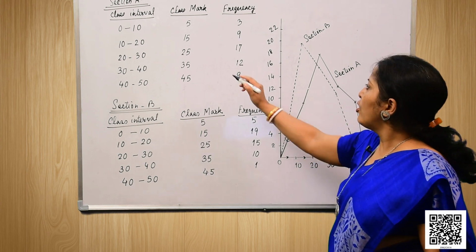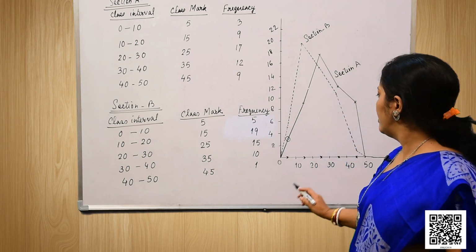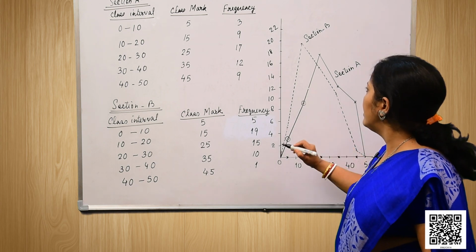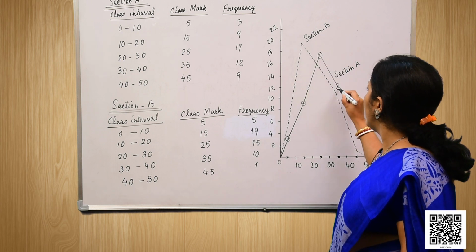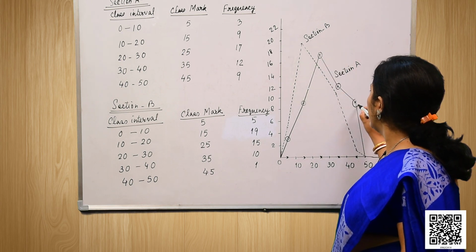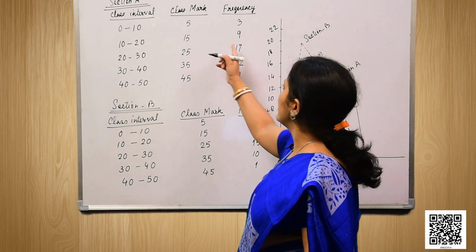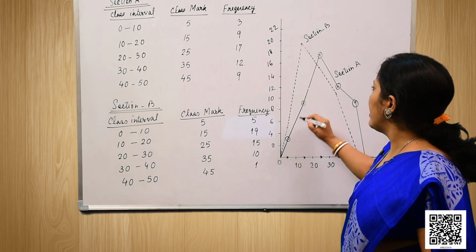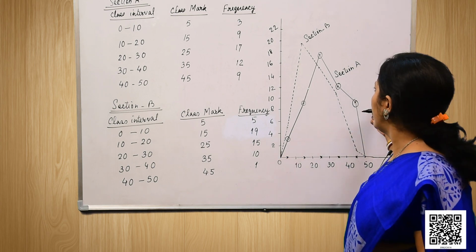here. On top of class mark 15, we have the frequency 9. So on top of 15 we have the frequency 9, then we have 17, then we have 12 and then it's 9 and then we join both the ends to the endpoints. That is first one with 0 and the last one with 50. The straight lines drawn in dark and bold color is for section A.